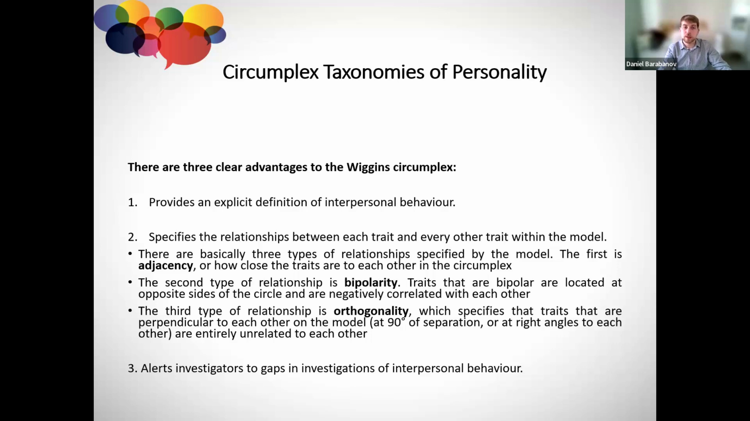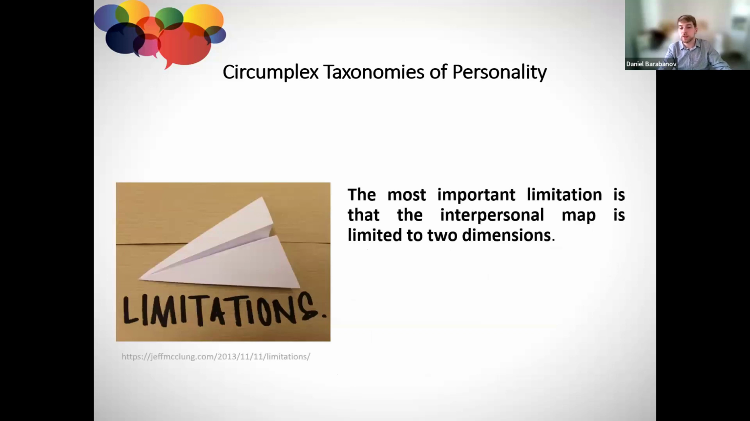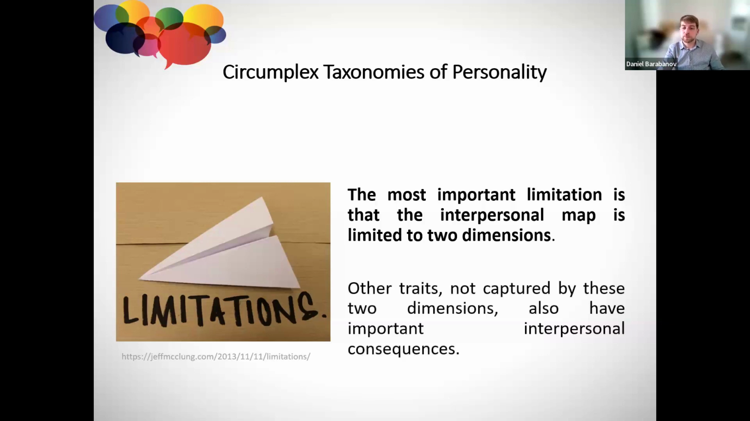Unfortunately, as with all other taxonomies, circumplex taxonomies of personality have their limitations. The most important limitation is that this interpersonal map is limited to only 2 dimensions. When we consider such a complex phenomenon as interpersonal communication, we can possibly distinguish more than 2 facets in it, right? So we can create 3-dimensional, 4-dimensional models. They obviously would be much more complicated, but maybe it's necessary because we consider rather complex phenomena. And because there are only 2 dimensions here, maybe we miss some important traits which are also connected to interpersonal communication, which makes this circumplex model very limited, unfortunately. So these are the main limitations of circumplex taxonomies of personality.